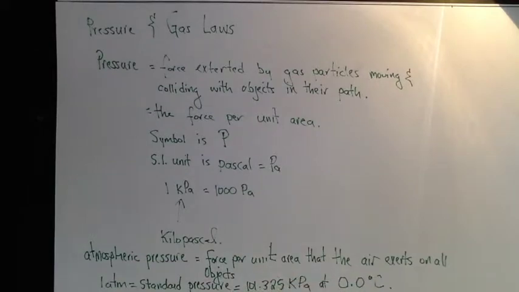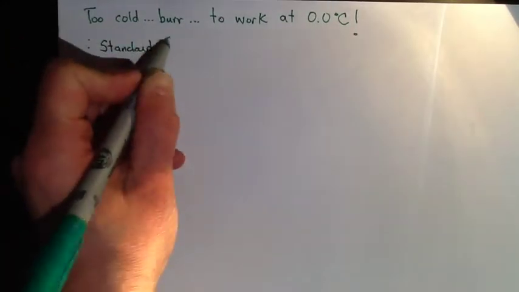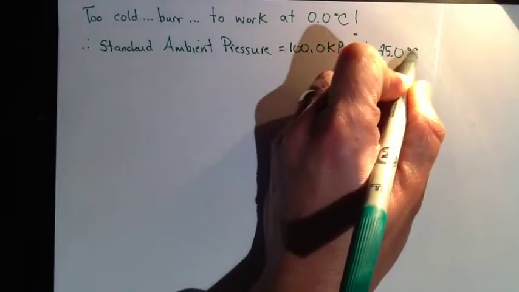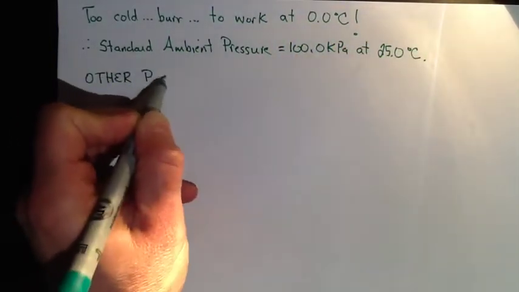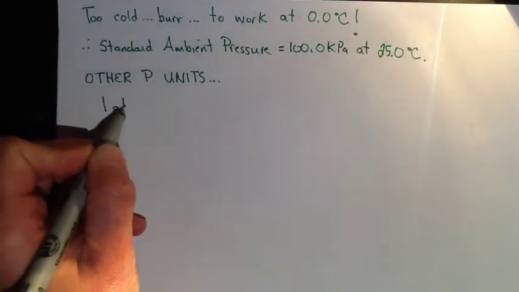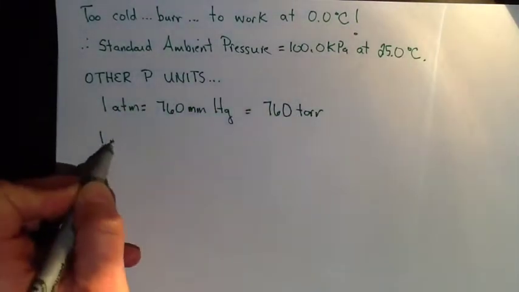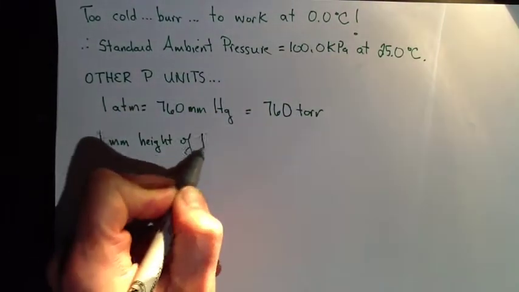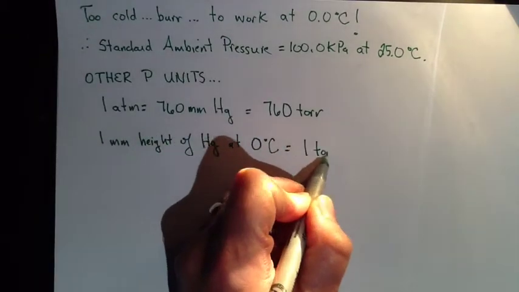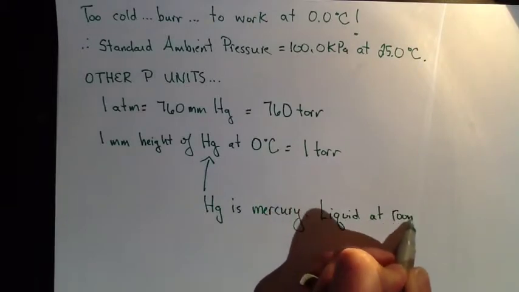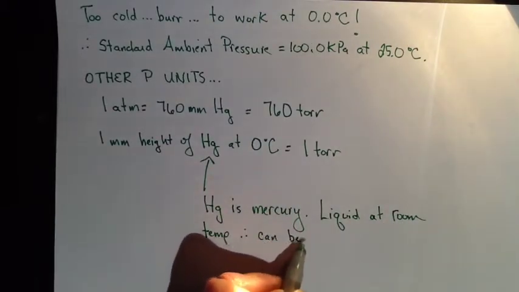101.325 kilopascals at 0 degrees Celsius. That's way too cold though to be working in a lab. So we use standard ambient pressure, which is 100 kilopascals at 25 degrees Celsius. There are other units for pressure that we'll look at a little bit, but aren't as big of a deal for us. We prefer to work in the metric system or the SI system, the international system of measuring.